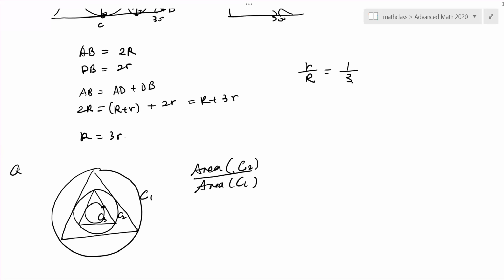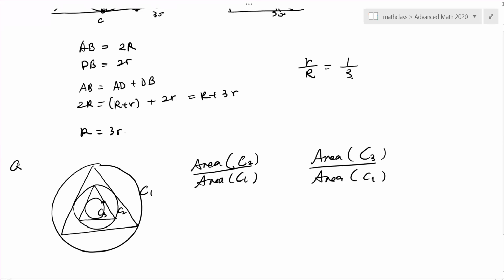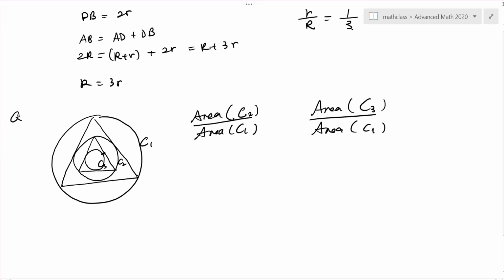When you look at C2, just look at C2, then you draw the equilateral triangle to get C3. So it's the same. I'm also going to ask you to find the area of C3 over the area of C1. Please work on this.